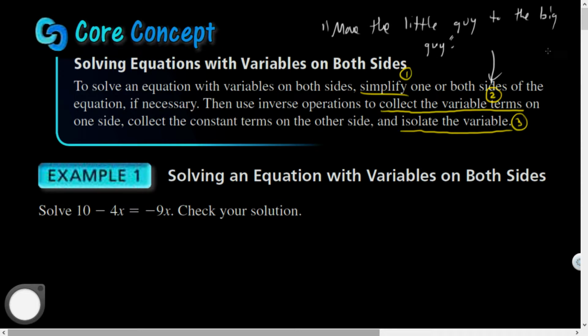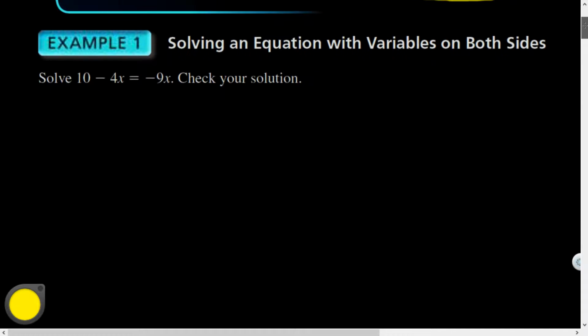All right, move the little guy to the big guy is what I say. And this isn't the mandatory way to do it. It is a way that is going to be most helpful most of the time when we have potential negatives coming out of it. So, all right, for example one.